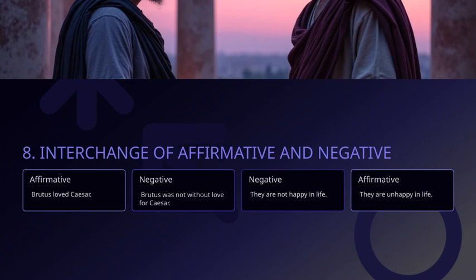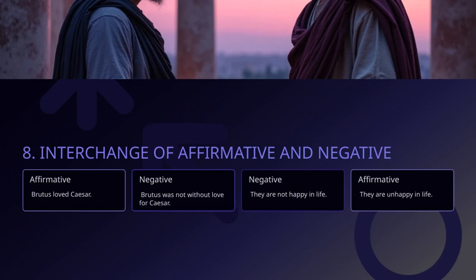For example, if I say, "Brutus loved Caesar," that's an affirmative statement expressing a positive fact. Now, if I want to turn that into a negative, I could say, "Brutus was not without love for Caesar." This negative form emphasizes that Brutus did have some love for Caesar, just not necessarily in a straightforward way.